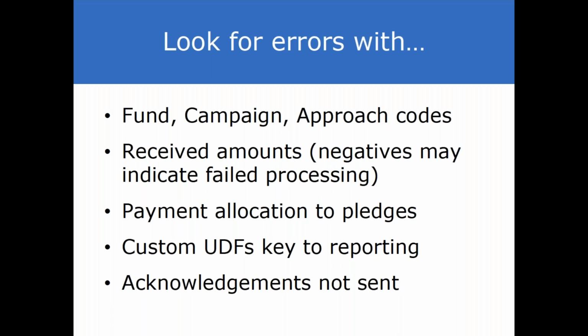You also want to look for payment allocation errors. By that, I mean a gift that was added, but that's actually a payment that you need to allocate towards a pledge. It's really easy to accidentally create a gift when you intended to create a payment. So you just want to double check. Make sure all your gifts that are entered aren't actually pledge payments.